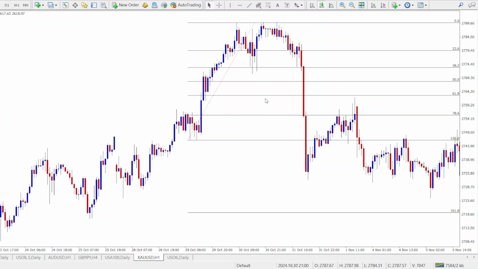So step one is identifying the trend. Is the market going up or down? In this situation, we can see that the market was clearly going up. Then after you have identified the trend, you draw your Fibonacci retracement tool from the swing high to the swing low for a downtrend, or from a swing low to a swing high for an uptrend. So like I did here, this is a swing low to a swing high for an uptrend.